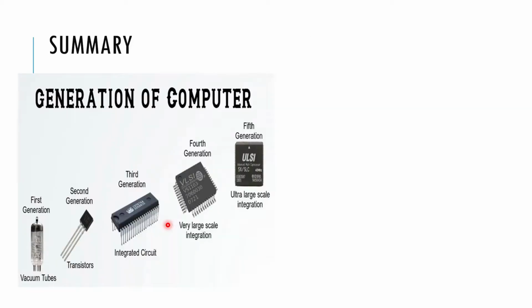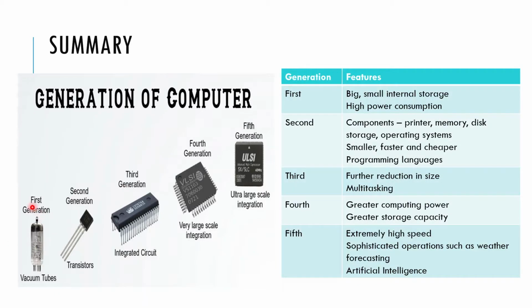So now let us summarize all the generations of computer. First generation based on the vacuum tubes, very big, very bulky, high power consumption because of the vacuum tubes. Second generation, based on the transistor, had the components which are associated with modern day computers: printer, memory, disk, storage, operating system, etc. Smaller, faster, and cheaper. Programming languages came into use during this time, like COBOL and Fortran.